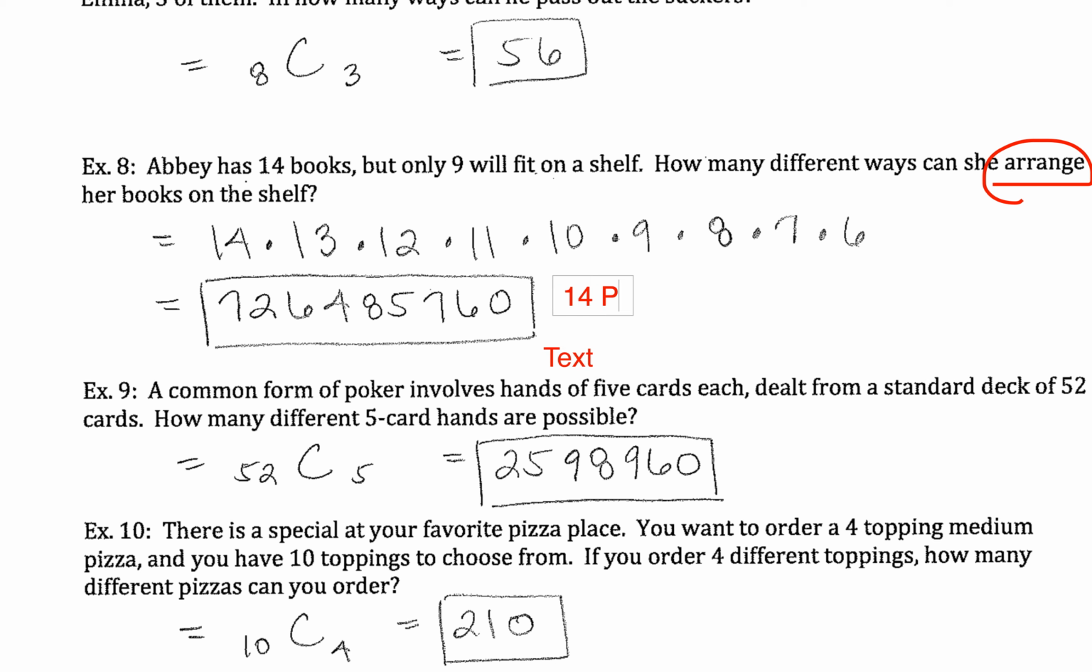So I could do 14P9 if I wanted to, and it's going to give me that same answer in the calculator. You just have to be able to read in the context whether you should be using that permutation style or a combination. And the only difference is, does order matter or not matter? There you can see when we have the keyword like arrange or the word order, it's a permutation.